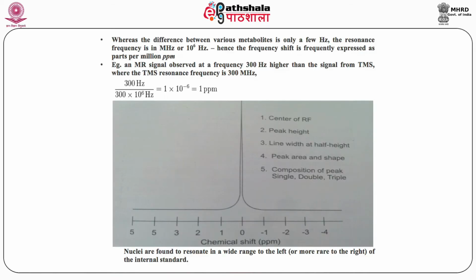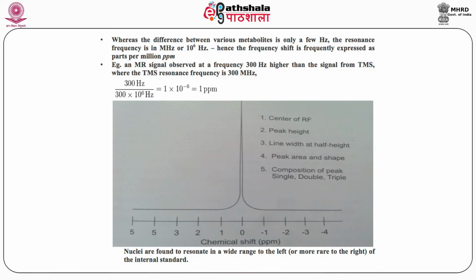Now the frequency difference between various metabolites is only a few hertz following the chemical shift, whereas the resonance frequency is measured in megahertz. Hence, it is important for us to express frequency shift in parts per million, that is 10 raised to 6. For example, an MR signal observed at a frequency of 300 Hz higher than the signal of a standard like TMS, where the TMS resonance frequency is 300 MHz.